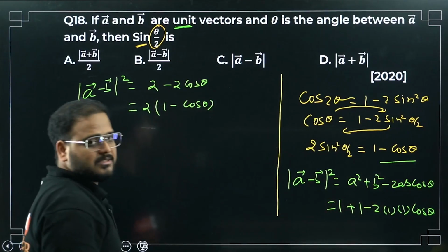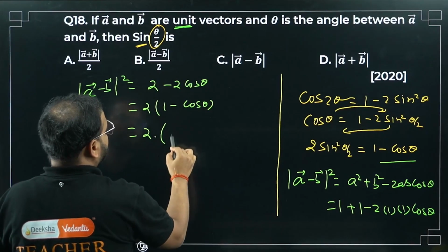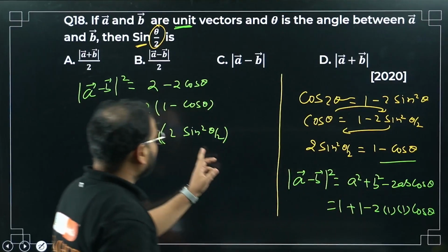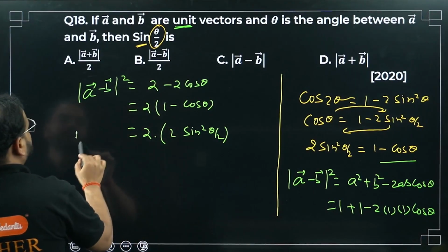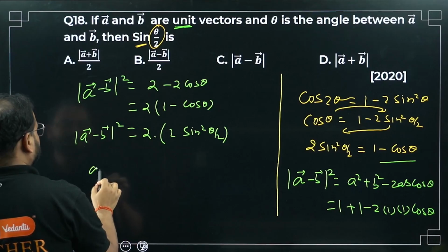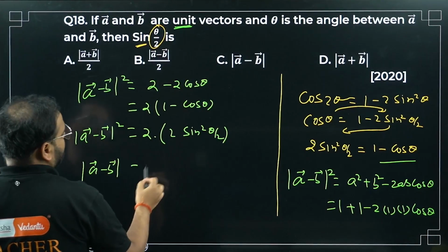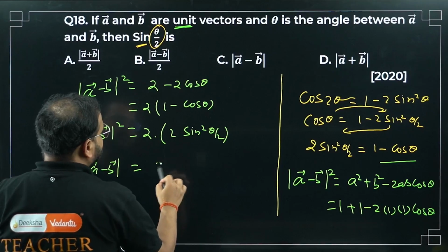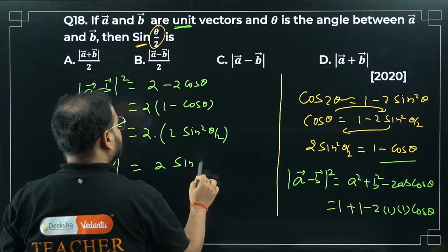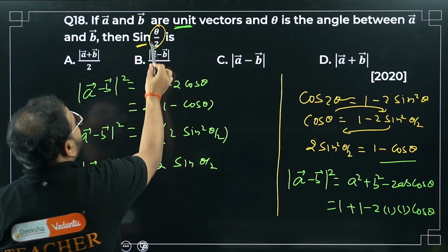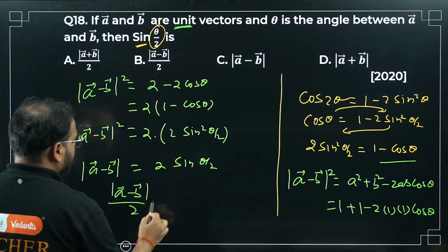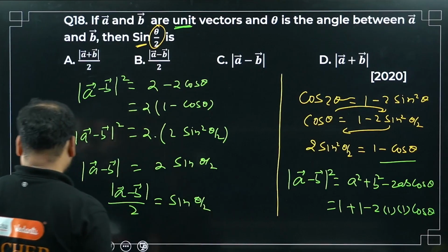Please check. What I'm getting for this? I can replace 1 minus cos theta by 2 sine square theta by 2. Now write LHS as it is. Now take a square root on both sides. I get 2 into 2, 4. If you take square root, it will become 2. I have a sine square, it will become simply sine theta by 2. Okay? I'm looking for what value? Sine theta by 2. Bring this 2 on this side. So I get mod A minus B by 2 equals to sine theta by 2.